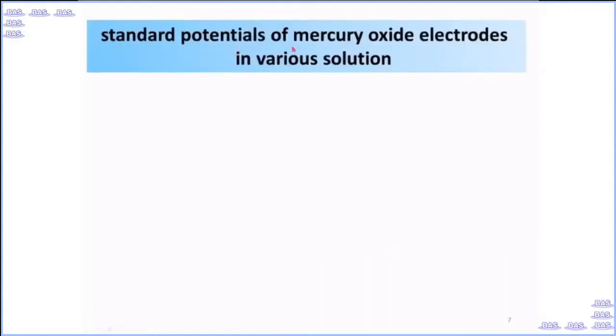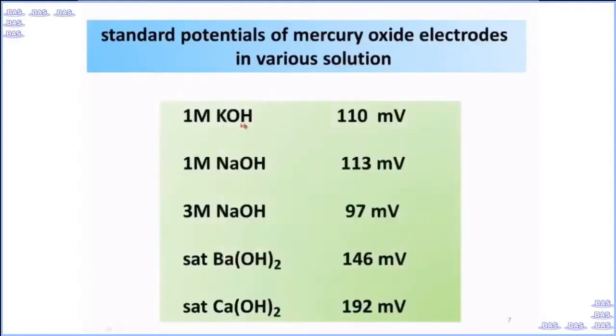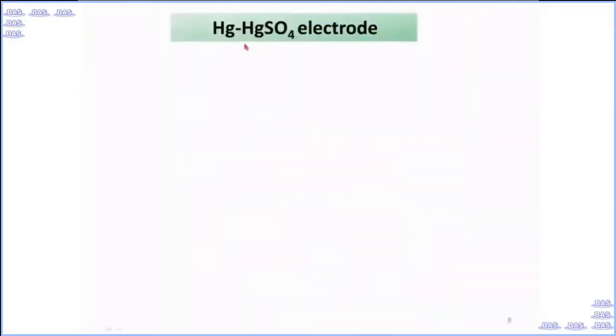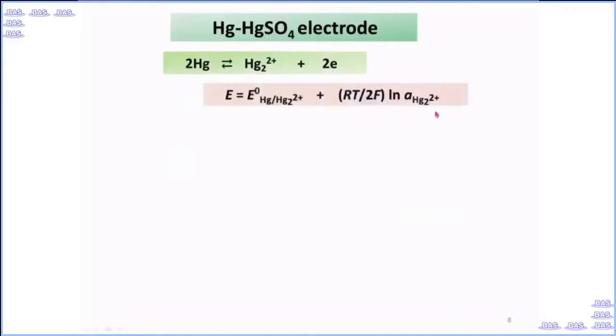This is the standard potential of the mercury oxide electrode in various alkaline solutions. There are very minor changes depending on the kind of salt and its content. This mercury sulfate electrode is like this.